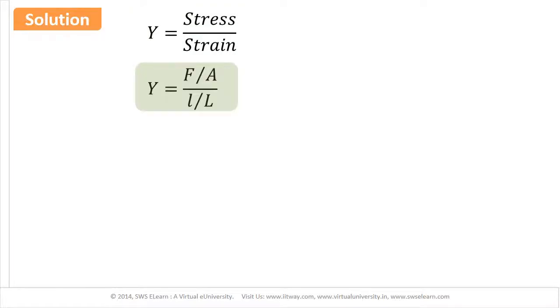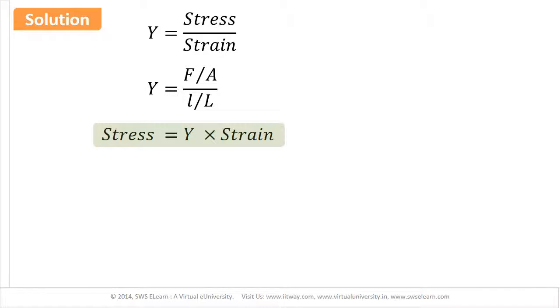Solution. Now let us take the necessary steps to solve the problem. First, we write the equation for Young's modulus. Y is equal to stress upon strain, and by substituting the values of stress and strain, we get Y equal to F upon capital A, the whole divided by small l upon capital L. Rewriting this equation, we get stress equal to Y into strain, and that is equal to Y into small l upon capital L.